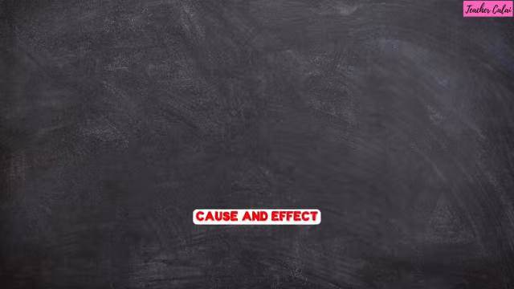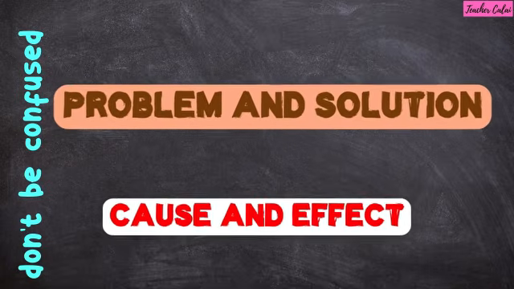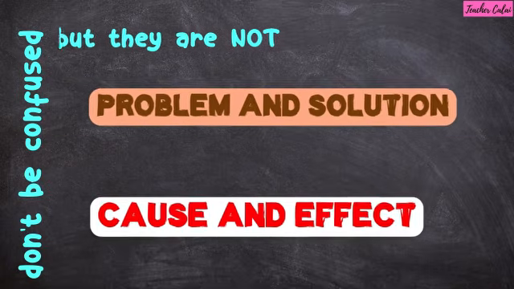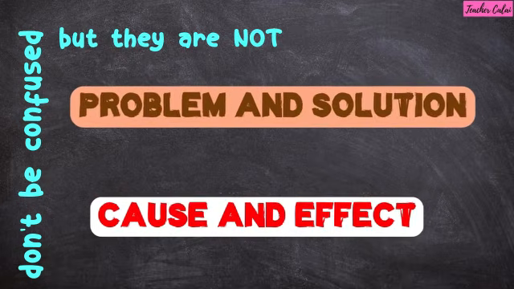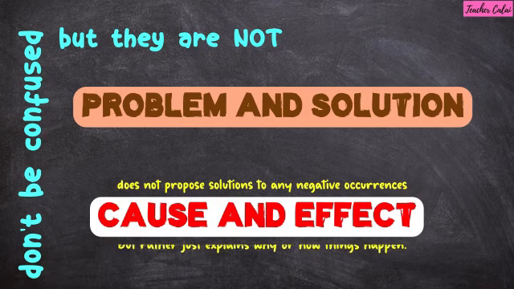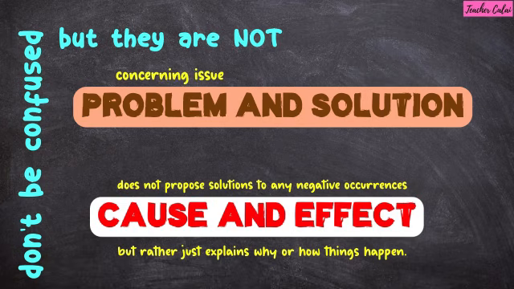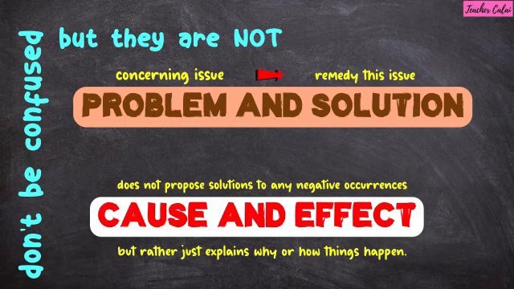If you think cause and effect and problem and solution are the same, then don't be confused, because they are not. Cause and effect does not propose a solution to any negative occurrences, but rather just explains why or how things happen. Unlike in problem and solution text, which concerns an issue and also gives a remedy to the issue.